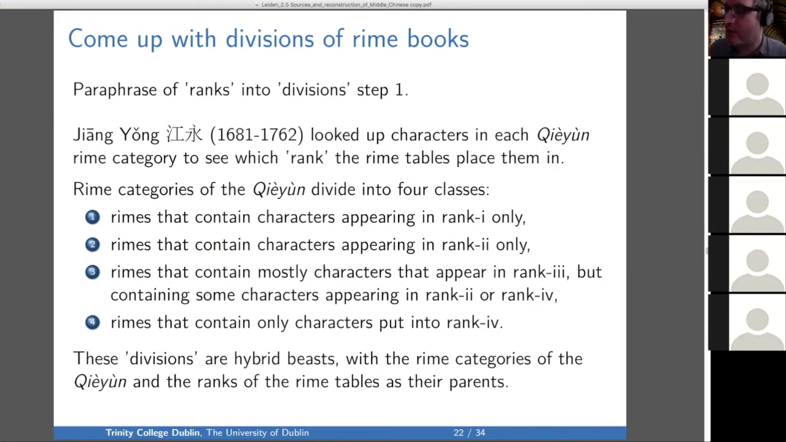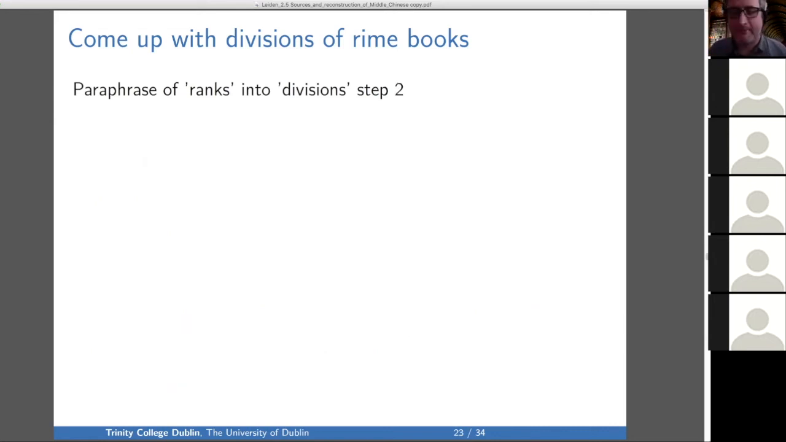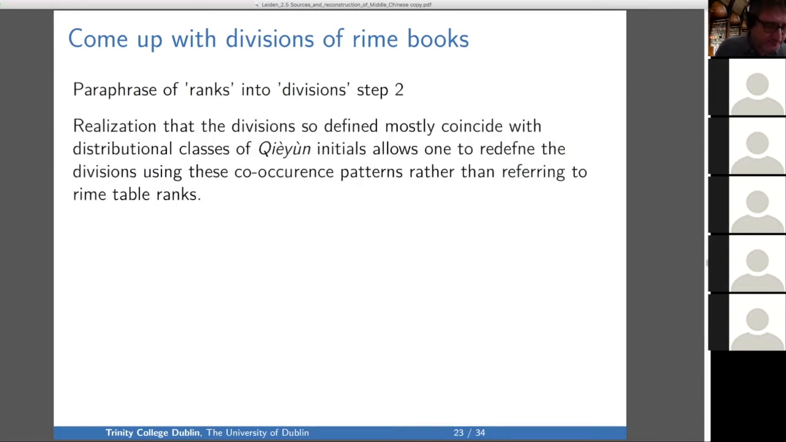It turns out we can basically do that by making reference to initials, or from the Qieyun perspective, by making reference to fanqie initial speller chains. So let's do it.